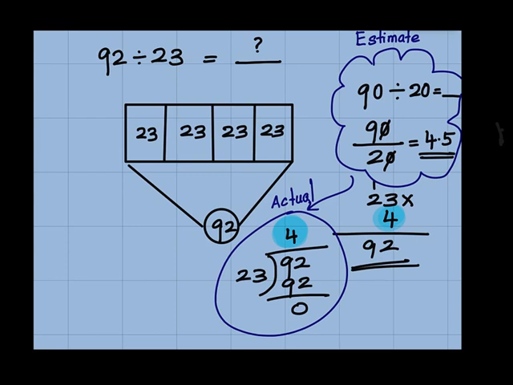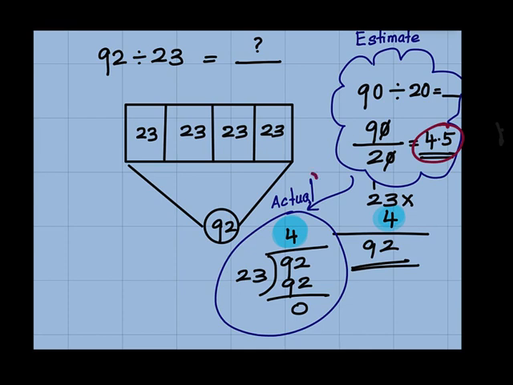So next problem, 92 divided by 23. Again, for this problem, it's a bigger number to divide. So let us do the estimation. 92 will become 90 and 23 will become 20. Let's do the estimate first. 90 divided by 20, so the 0 and 0 get cancelled. 9 divided by 2 is 4.5. We know the estimate is 4.5.